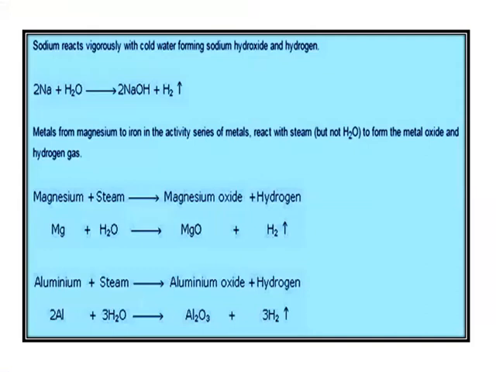Sodium reacts vigorously with cold water. Magnesium reacts with steam forming oxide. Aluminium reacts again with steam when hot, forming aluminium oxide. And in each case, hydrogen gas is released.